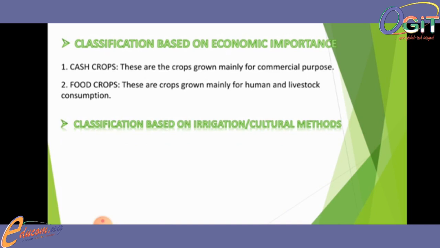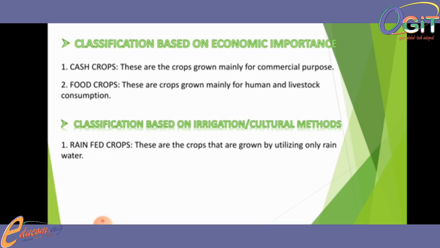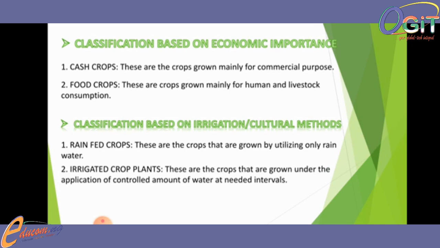Lastly, we'll be talking on classification based on irrigation and cultural methods. Number 1, we have rain-fed crops. These are the crops that are grown by utilizing only rain water. Example, we have maize. And number 2, we have irrigated croplands. These are the crops that are grown under the application of a controlled amount of water at needed intervals.